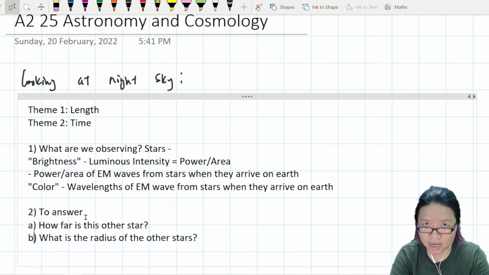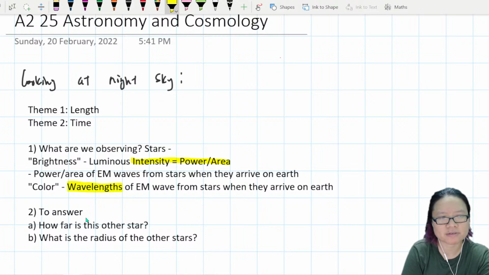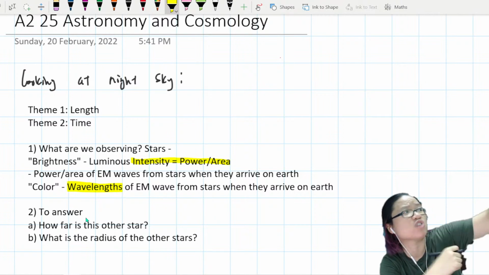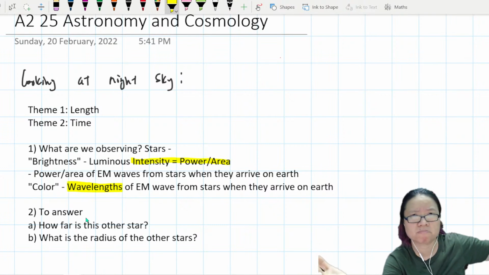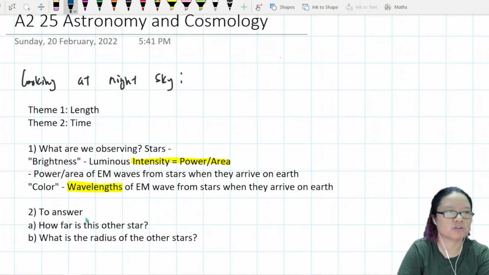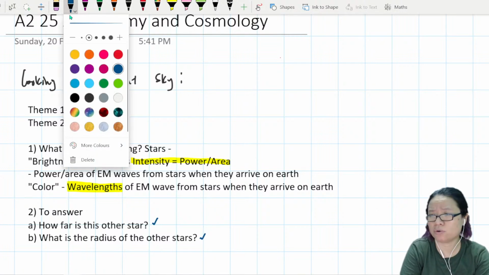We look at the stars, we can only see 2 things. We can see intensity, which is power over area, and we can measure wavelengths. But we want to take these 2 measurements to answer questions like, how far is this galaxy? They will always say that, oh, the galaxy is 500 light years away, and you go like, how do you know? Did you measure it using a ruler? No. Okay, so we'll talk about the kind of measurement that we do and how to calculate these 2: the size of the star and how far those stars or galaxies are.